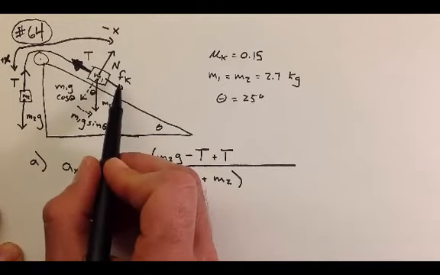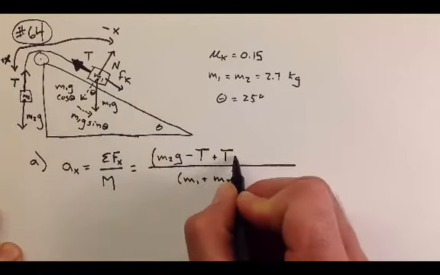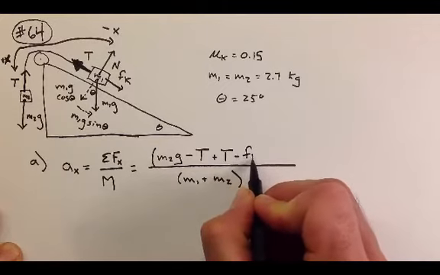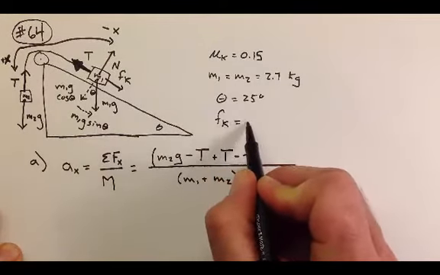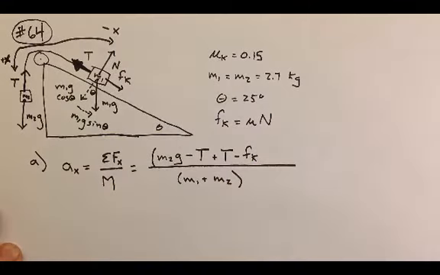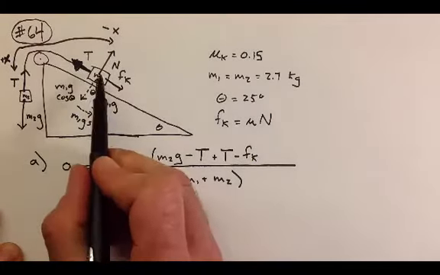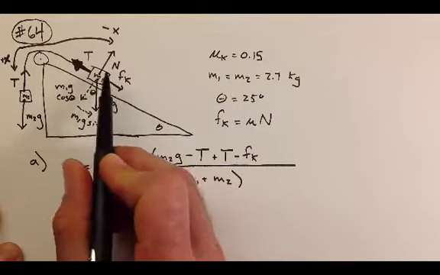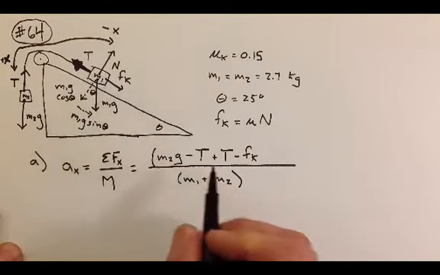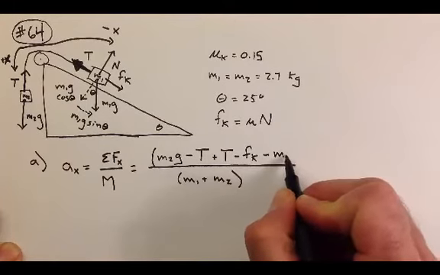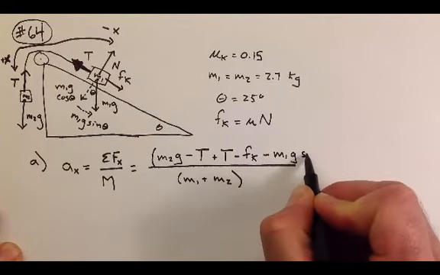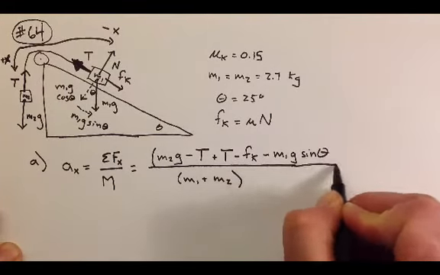I've got this tension force here going in the plus T direction, all right? I've got friction, and friction I'm just going to call for right now F sub k, right? And the force of friction we know would be mu times the normal force, right? And then I've got the component of weight going in the minus x direction. So I'm going to call that minus m1g sine theta. Okay?